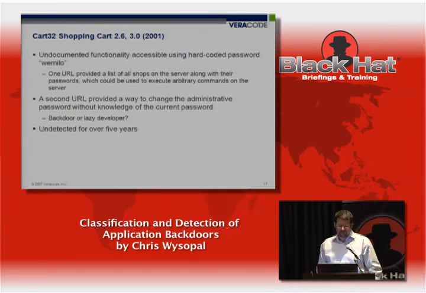We checked older versions and found that this was in there for 5 years. It was put in the code 5 years ago. It's hard to tell whether this was a backdoor that the manufacturer, or the guy who wrote the program, put in purposely or not. But obviously, it was a huge gaping hole that allowed you to find out things about the shopping cart and execute arbitrary commands on the system.